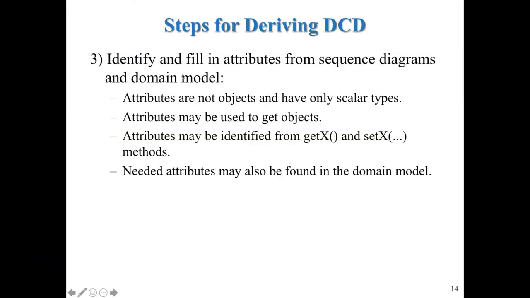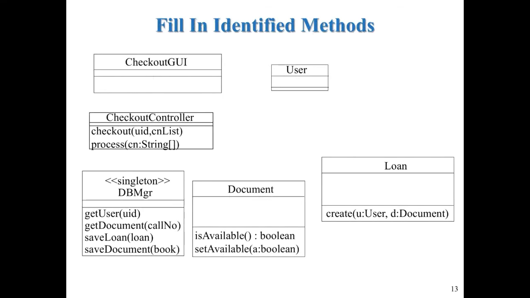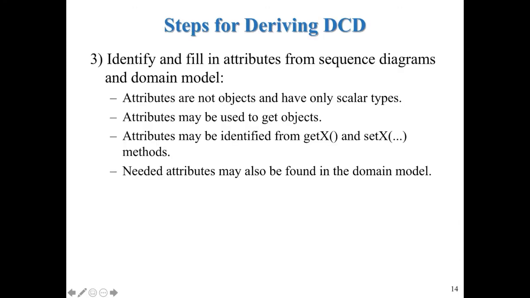All right, third step of deriving the DCD. In your third step, now you identify what is left in the classes. What is left in the classes? Can anybody tell me? We have identified the names of the classes. We have identified the methods of the classes. What is left now? In the third step, you identify the attributes from the sequence diagram. Remember that attributes are not the objects. Attributes are their properties.